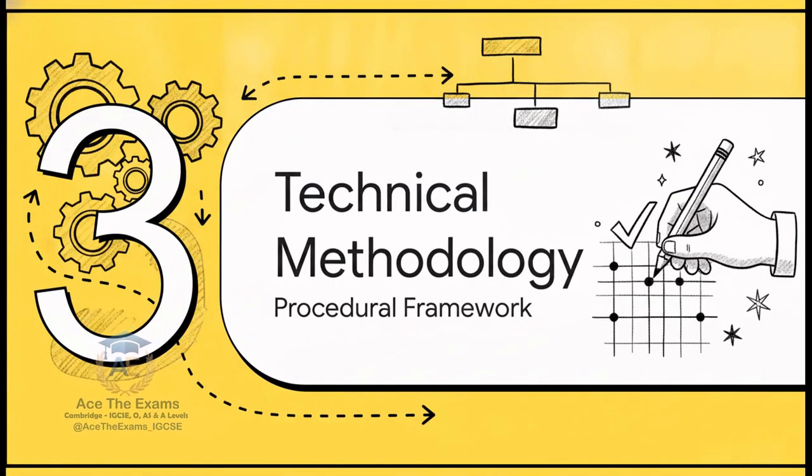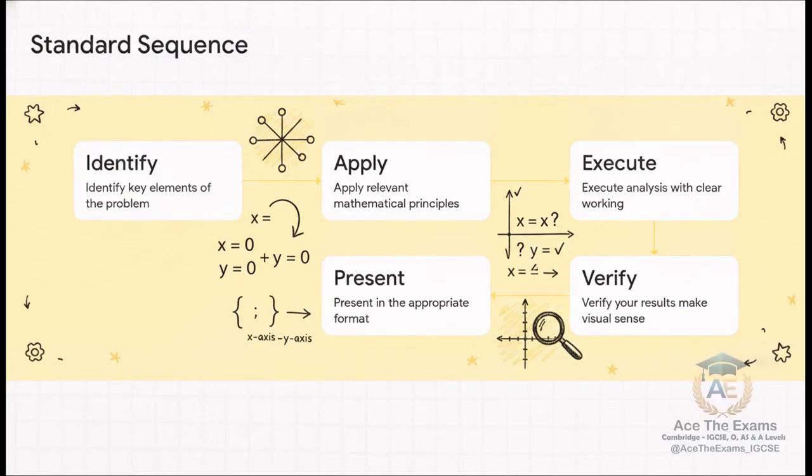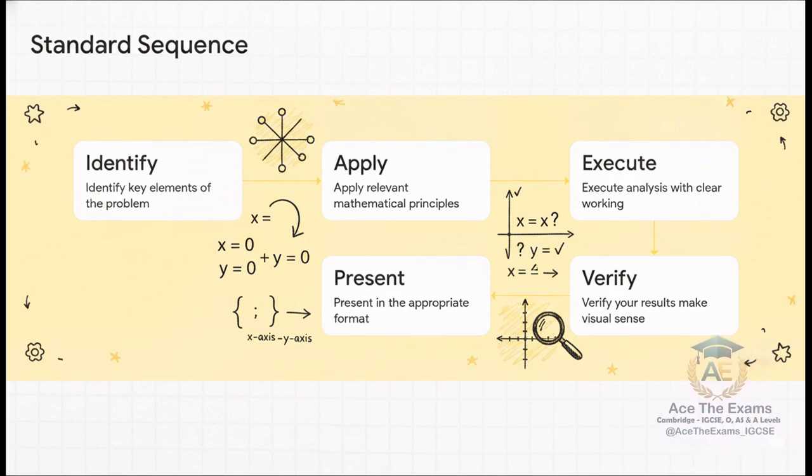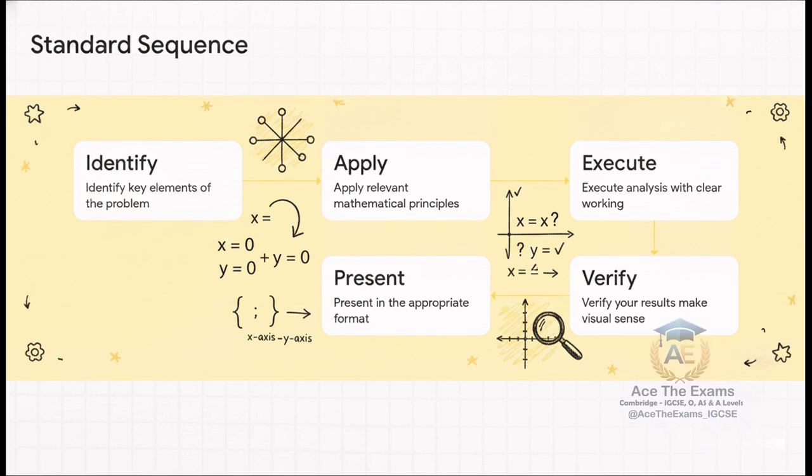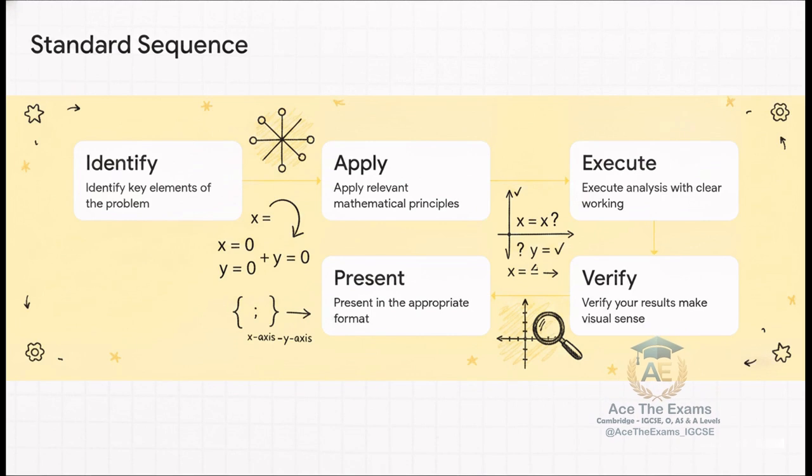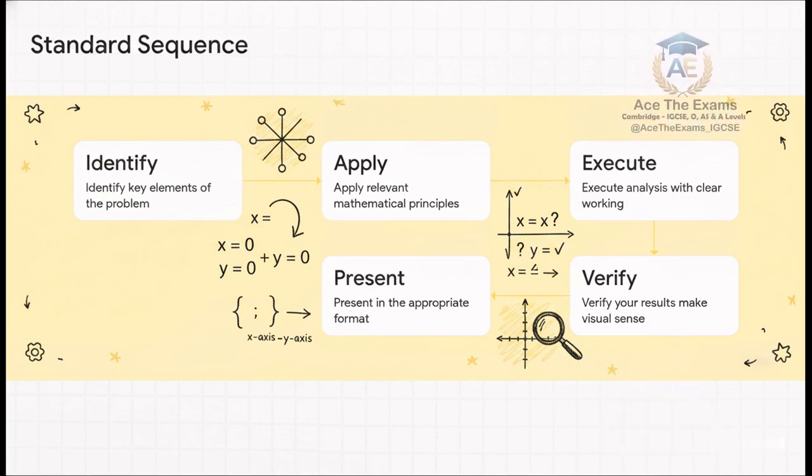All right, let's get practical. Section 3, the technical methodology. This right here is your standardized sequence. Following these steps guarantees you extract data and interpret relationships perfectly every time. First, identify that intercepts are actually required by the question. Second, apply the principle of setting your variables to 0. Third, execute your algebra with crystal clear working. Fourth, verify that your numbers actually make visual sense on the graph. And fifth, this is the one everyone forgets, present it. Literally, physically write those coordinates right next to the axes on your sketch.